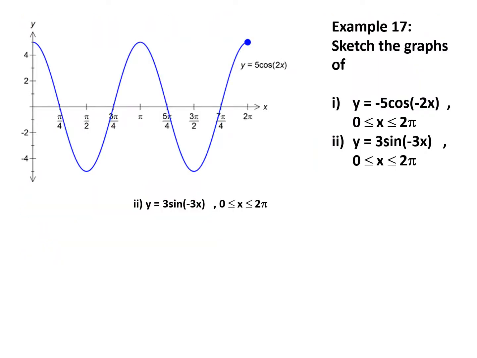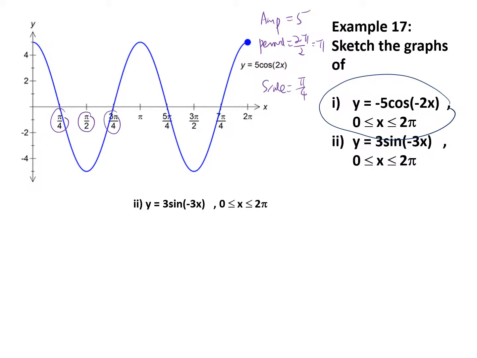Here in this example, we want to sketch the graph of y equals negative 5 cos negative 2x for x between 0 and 2 pi. Let's look at the first one first. Firstly, let's write down the important information. The amplitude is 5. The period is 2 pi on 2, which is pi. And the scale that we're interested in is a quarter of the period, which is pi on 4, and that's how we get pi on 4, 2 pi on 4, 3 pi on 4, and pi.